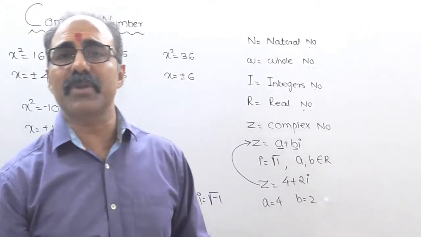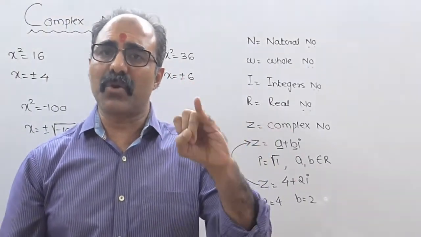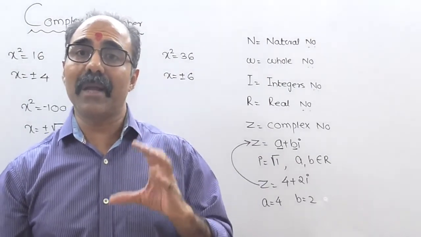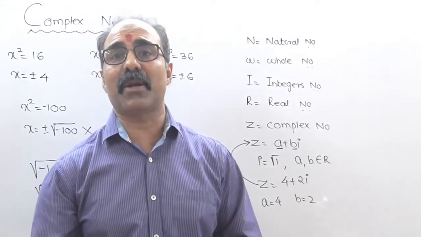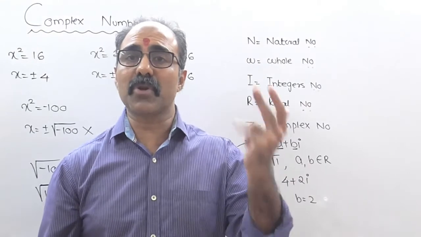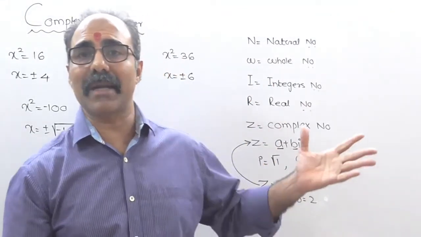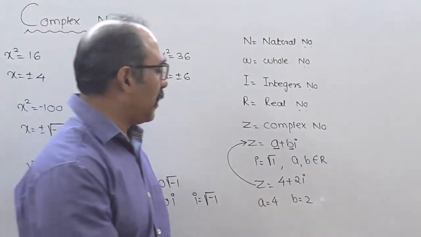So a and b belong to the set of real numbers, which means real number में सब आ गया, natural भी आ गया, whole number भी आ गया, integers भी आ गया, and real numbers will come inside complex numbers. So complex number is a very big set of numbers which will have inside it natural numbers, whole numbers, integers, real numbers, all numbers that come under the number line system. Is that okay?